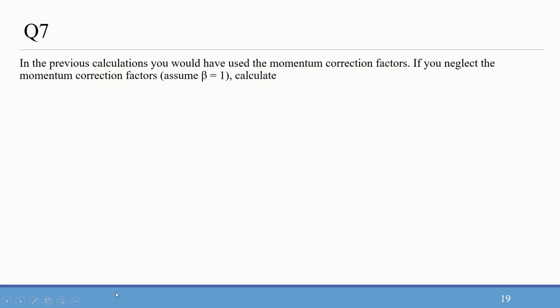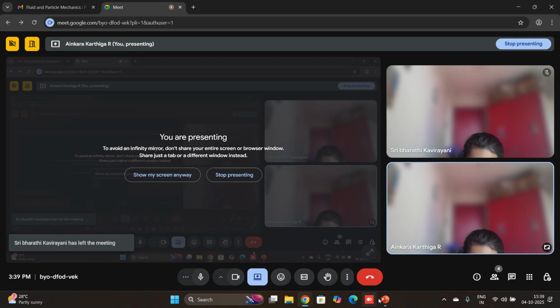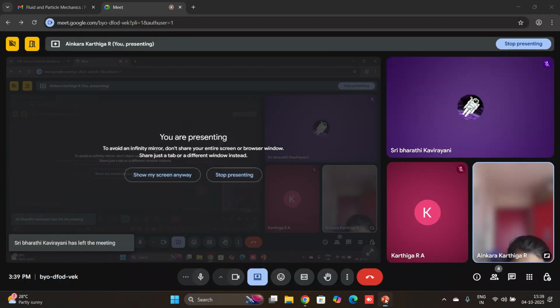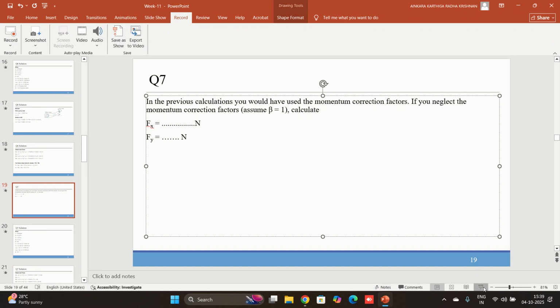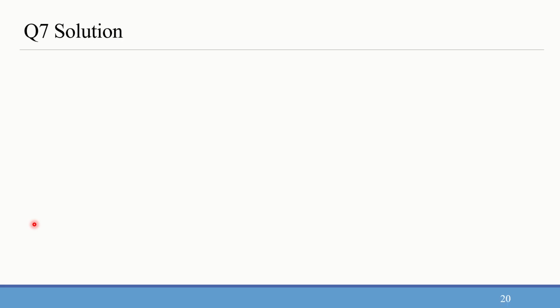In the previous calculations, you would have used the momentum correction factors. If you neglect the momentum correction factors, assuming beta as 1, calculate. So now we are asked to calculate this problem, but by assuming the momentum correction factor as 1. Same problem, similar steps, we just have to use beta as 1 in place of 1.03, which we used in the previous problem.